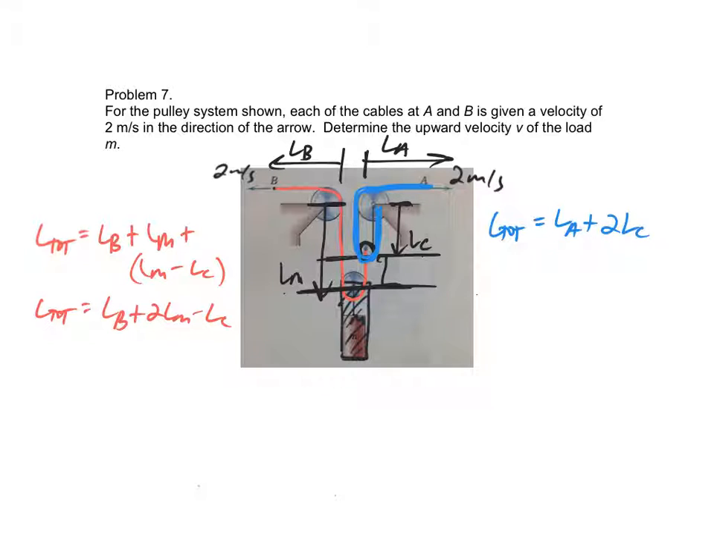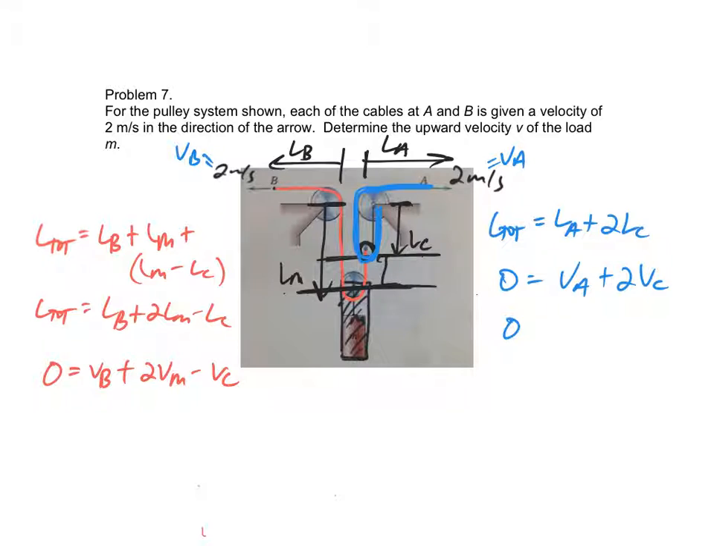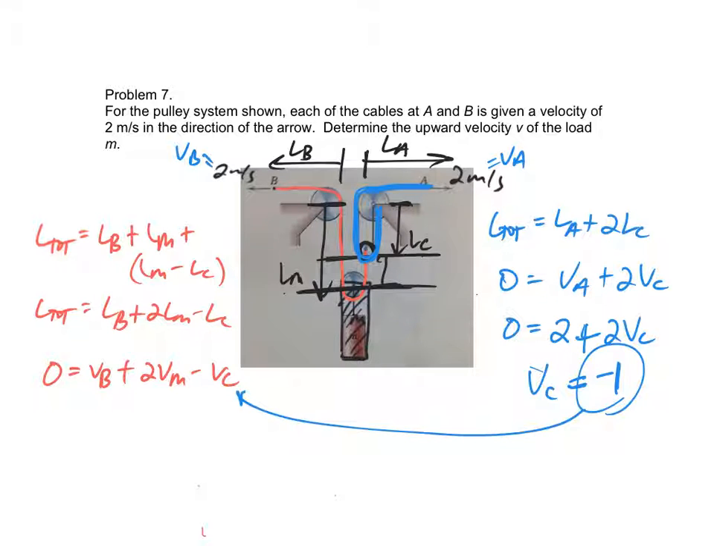I can take the derivative of that and set the derivative equal to 0. So for the red rope, 0 equals VB plus 2VM minus VC. For blue, 0 equals VA plus 2VC. I know that VA is 2. This is VB. I'm looking for VM. So start with blue: 0 is equal to 2 plus 2VC. So I would get VC is equal to -1.